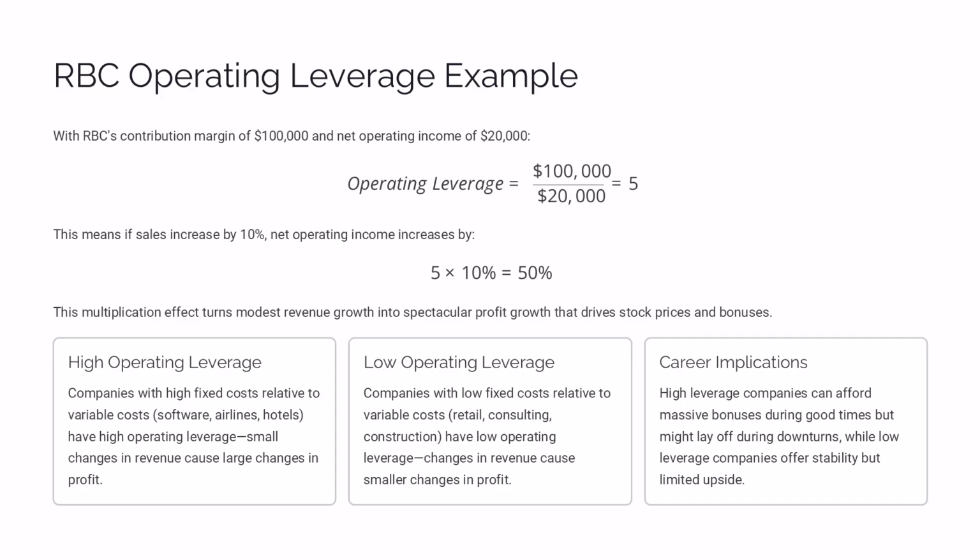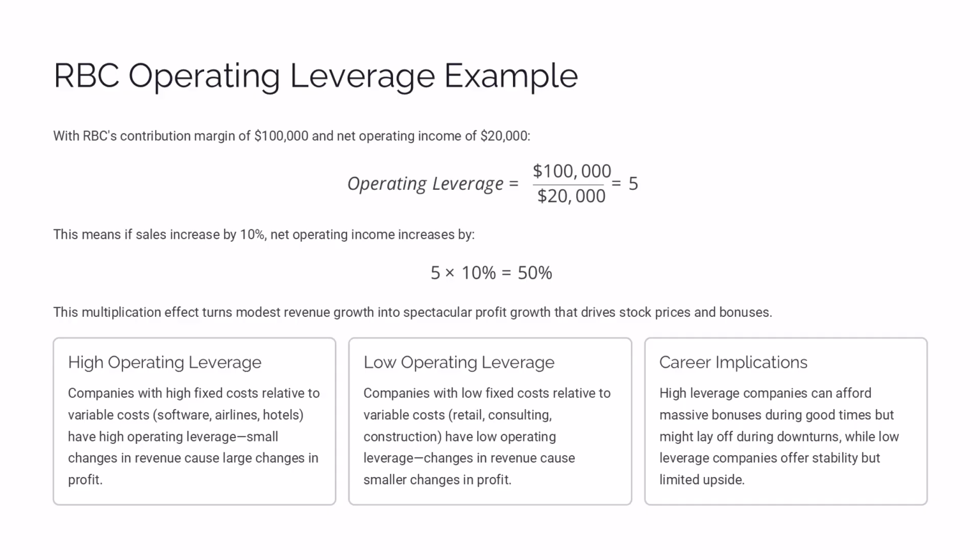With RBC's contribution margin of $100,000 and net operating income of $20,000, operating leverage equals $100,000 divided by $20,000 equals 5, meaning if sales increase by 10%, net operating income increases by 5 times 10% equals 50%, turning modest revenue growth into spectacular profit growth that drives stock prices and bonuses.